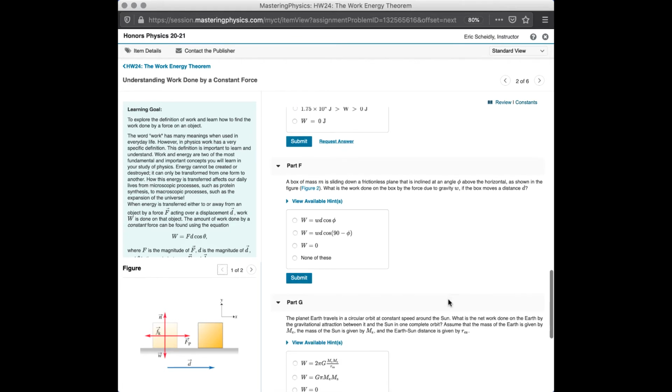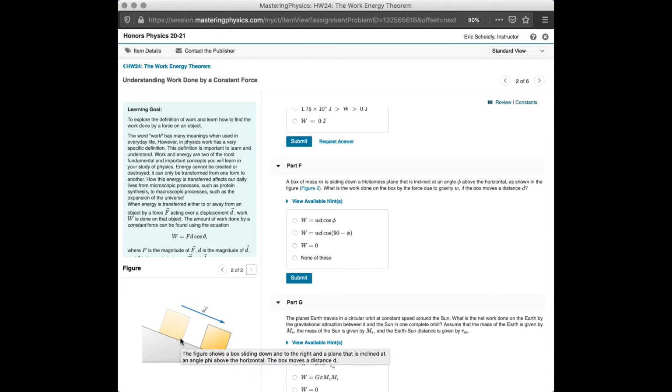Now part F shows me figure 2, so I'll quick switch over to figure 2. It's on an incline. Box of mass M sliding down a frictionless plane, inclined at an angle phi, that's the Greek letter phi, above the horizontal as shown in the figure. What is the work done on the box by the force of gravity W if the box moves a distance d? Well, the weight force on this box, I know my inclined plane free body diagram, has 2 components. It has a component mg cosine theta, which is perpendicular to the incline, and therefore does no work.